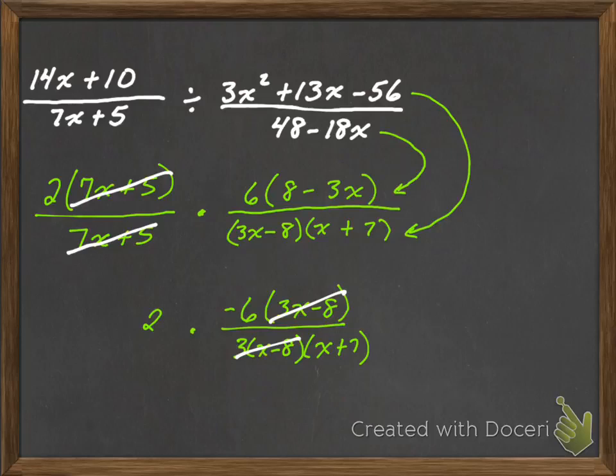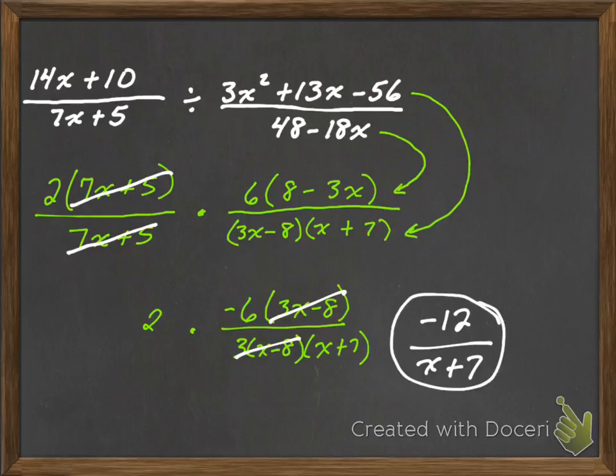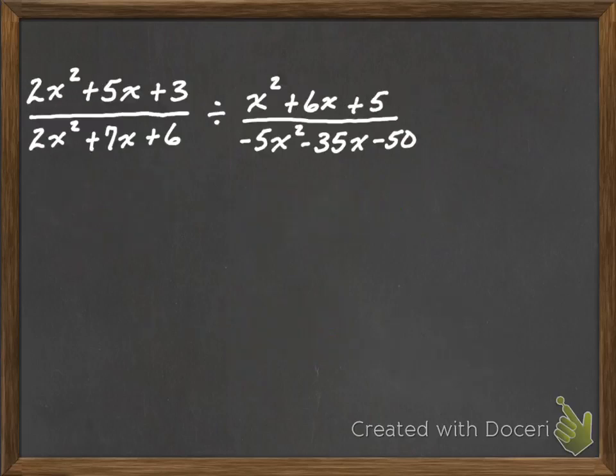And then that is going to leave us with negative 12 over x plus 7. I accidentally wrote this 3 outside the parentheses. It should be inside the parentheses, which would cancel out with the numerator. All right. The next problem, this is our last one. Let's save the biggest for last.